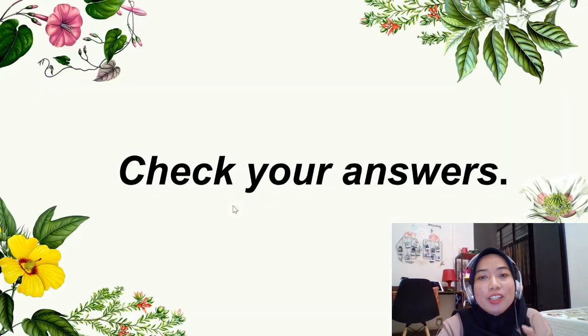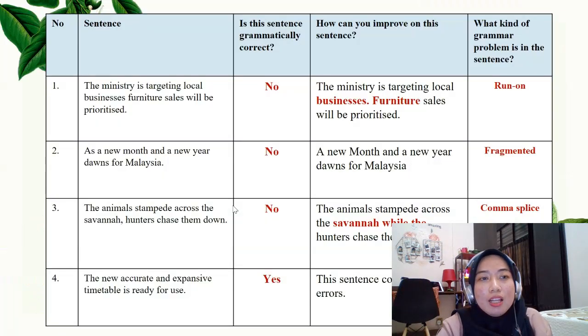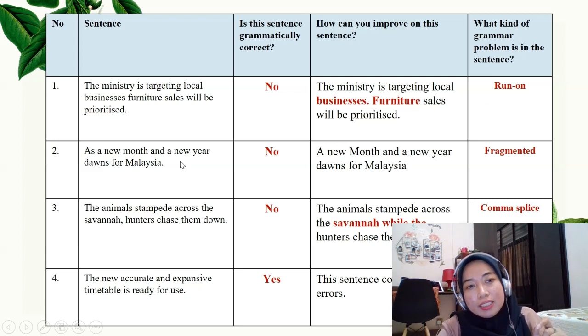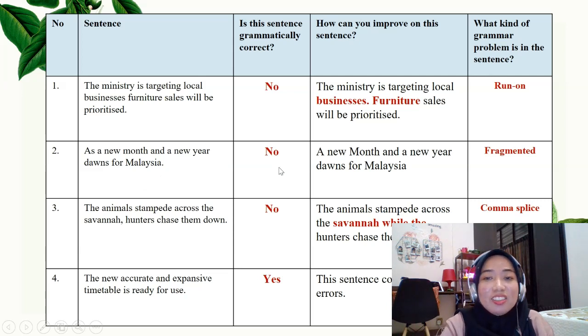Okay, so if we look here, the first sentence is wrong, it's grammatically incorrect because this is something that we call a run-on. The second sentence here is a fragment because "a new year and a new dawn in Malaysia" is hanging. So this is a fragment, therefore it's incorrect.